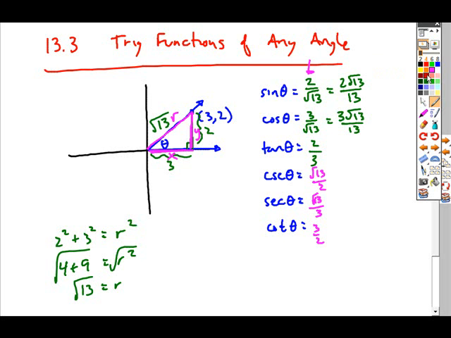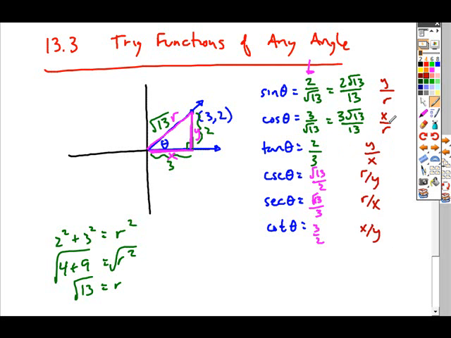okay, the sine is opposite over hypotenuse. The cosine is adjacent over hypotenuse. The tangent is opposite over adjacent. And then each of these reciprocal functions, again, r over y, r over x, and x over y. So your book actually gives you these forms. I wanted you to see where they came from before you're given those forms.